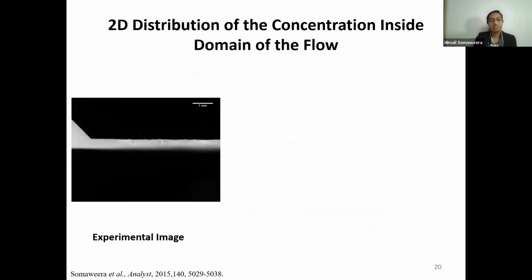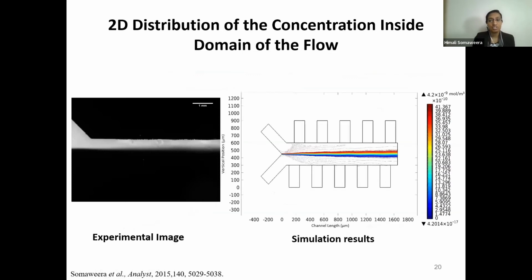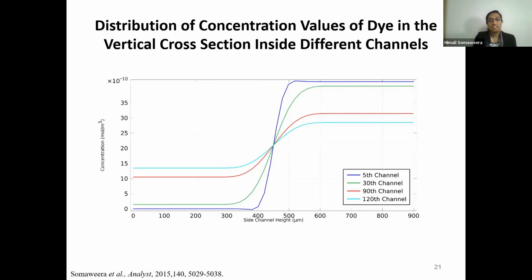This is again the mathematical validation. It's a 2D distribution of the concentration inside the domain of the flow. You can see that there is no convection into the side channel, and the experimental and simulation results show the same.